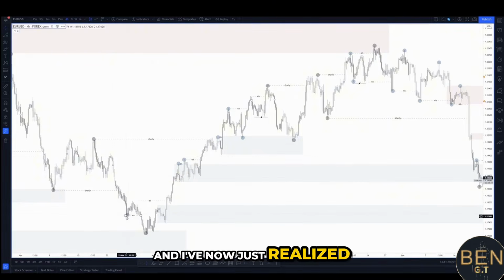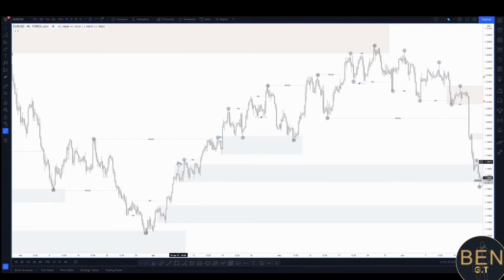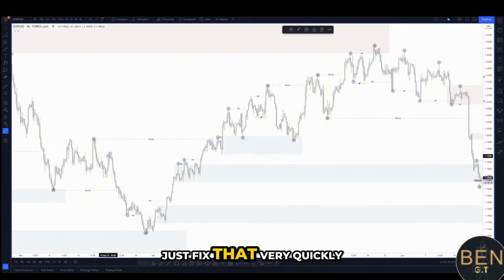And I've now just realized I'm using the wrong colors. Just fix that very quickly.